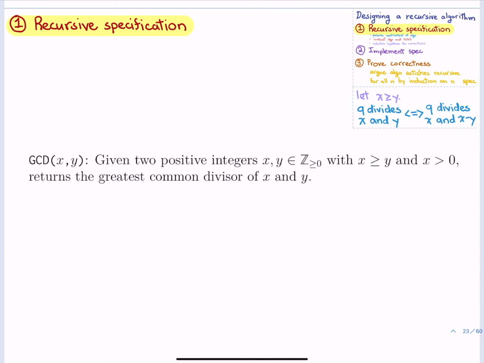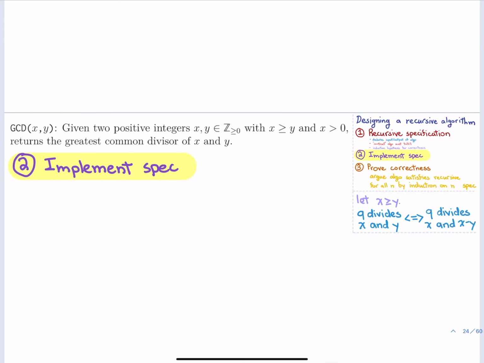What's the largest integer that divides both? 10. But it's not clear what multiple of 0 gets you from 0 to 10. Okay, there's a little awkwardness there, so we should worry about these base cases. But anyway, let's just try to implement it. Let's see where it goes.